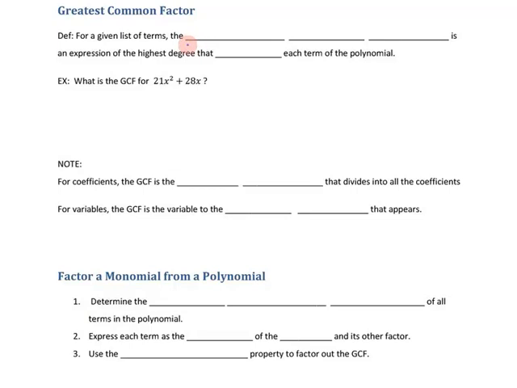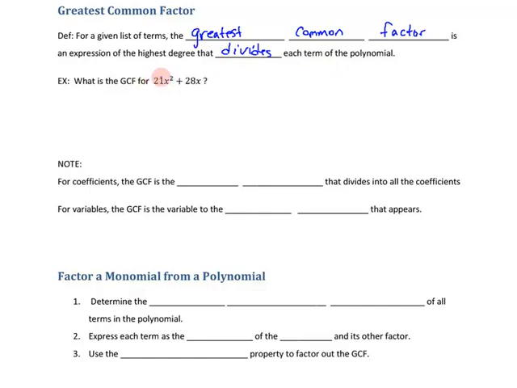Let's start by talking about what we mean by the greatest common factor. By definition, if you have a given list of terms, the greatest common factor is the expression of the highest possible degree that divides every term in that list, or each term of the polynomial.